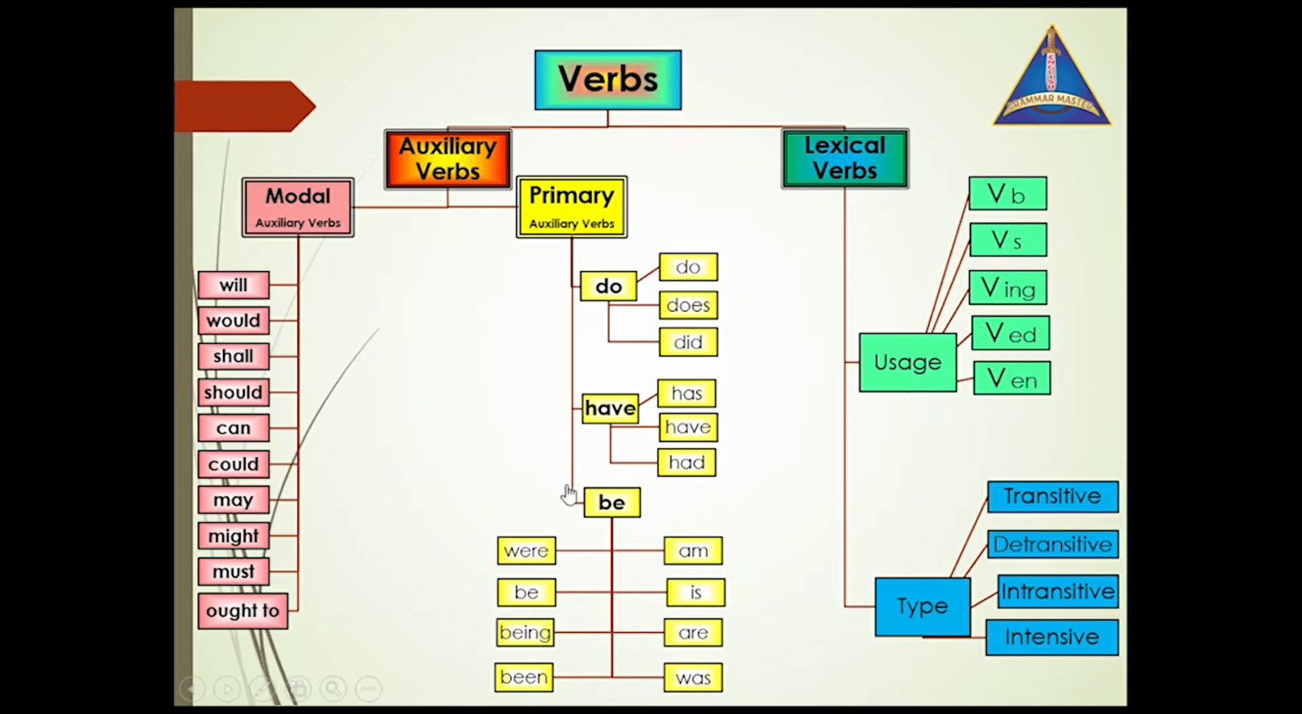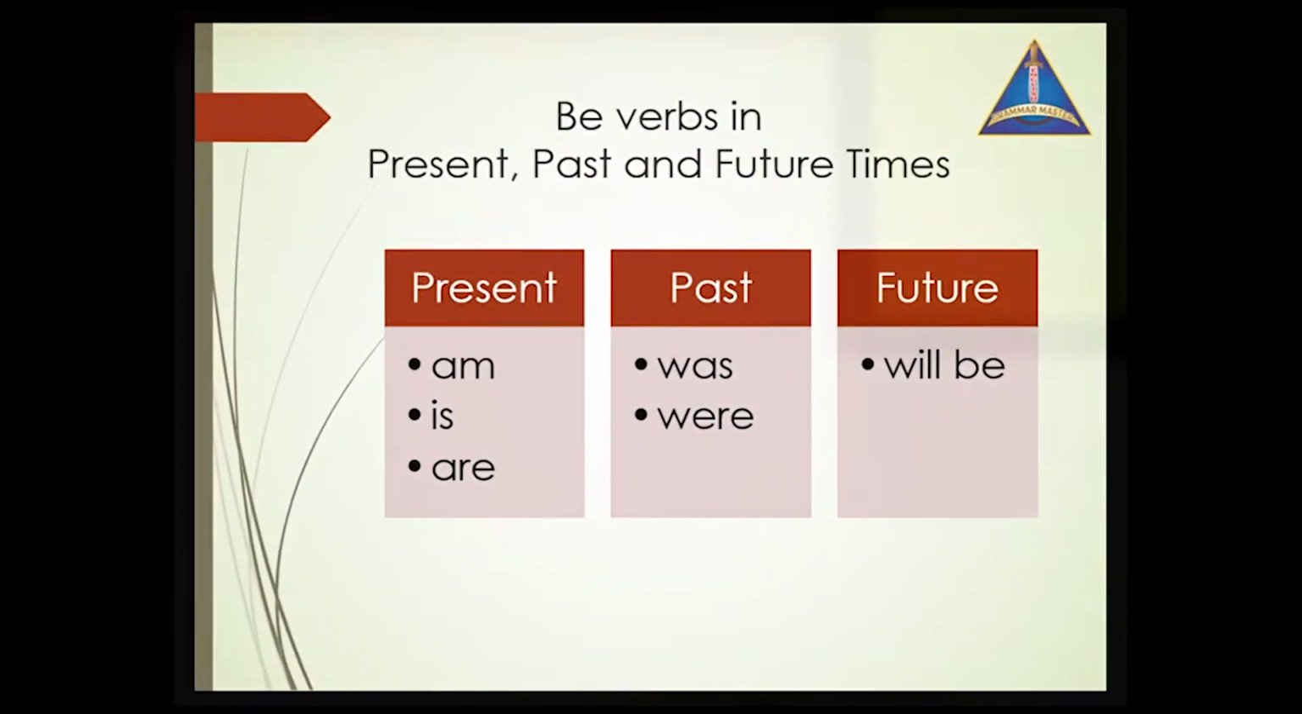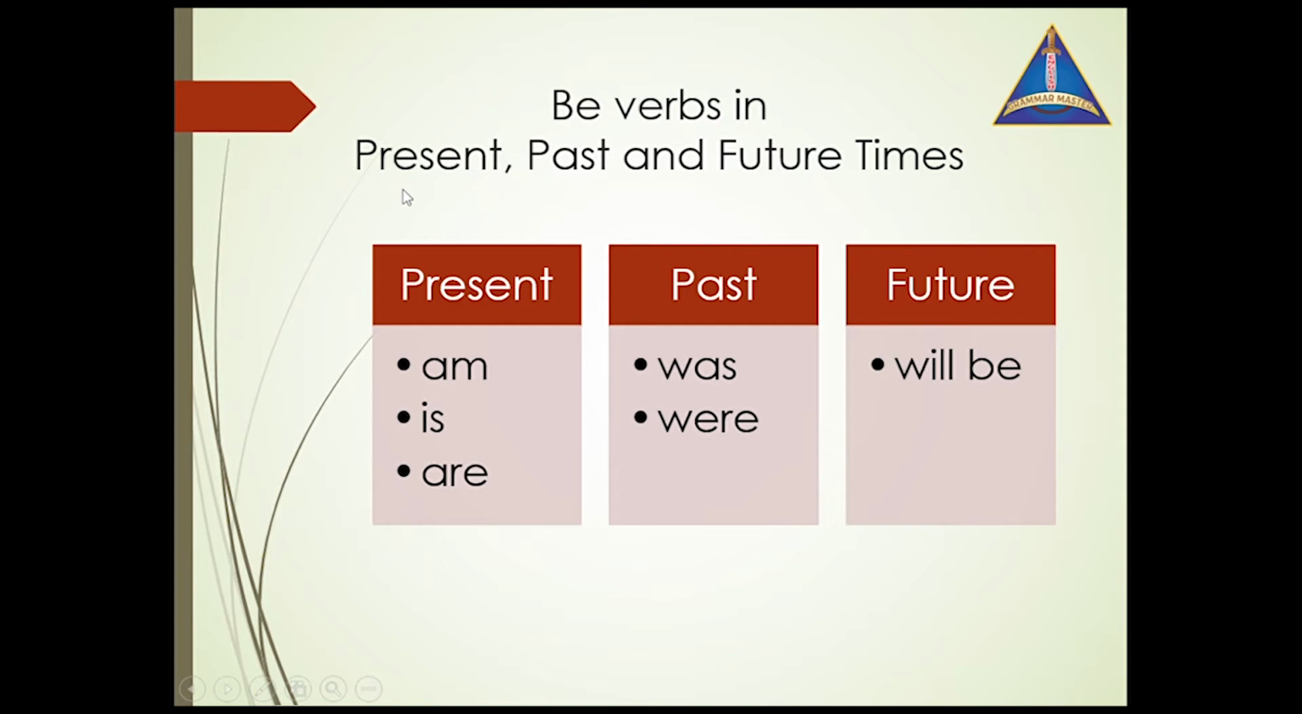The be verbs are placed under the category of primary auxiliary verbs, so they can perform not only as helping verbs but also as main verbs of the sentences. In this video, we are learning how the be verbs perform as main verbs of the sentences. This is how the be verbs are used in present, past, and future times. We use am, is, are in present time, was, were in past time, will be in future time.